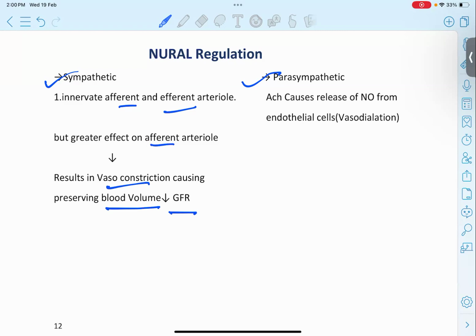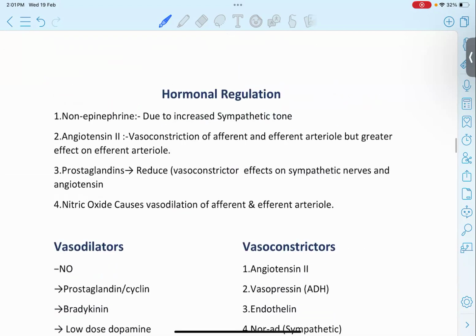And in the parasympathetic, the neurotransmitter is acetylcholine, and acetylcholine causes release of nitric oxide from endothelial cells. Vascular endothelial cells can secrete nitric oxide. So acetylcholine will cause secretion of nitric oxide from endothelial cells, and nitric oxide will do what? Vasodilatation, because we know nitric oxide is a vasodilator. So that is neuronal. Next, we'll move into hormonal regulation.